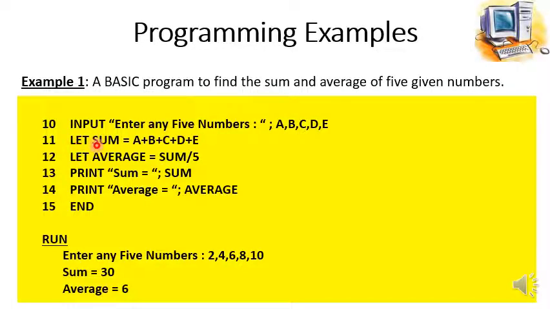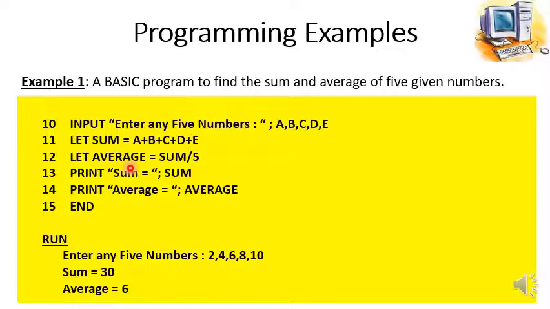And then let average is equal to sum divided by 5, because we are also required to find the average of these 5 values. So first we have to find out the sum, and then we will divide the same sum by the number of values, which are 5, to find out the average. So sum and average are the two variables.